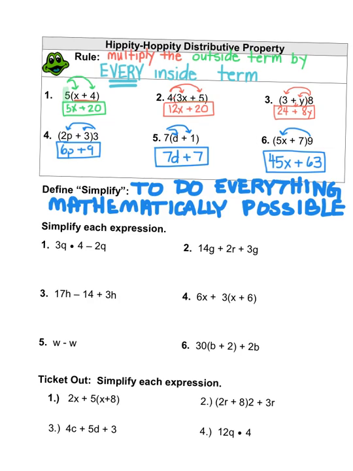Please check answers 4 through 6. And let's define simplify. Simplify means to do everything mathematically possible. In mathematics, it's not possible to combine terms that are not alike. So please do not try to combine them if they're not alike. Simplifying means that you will try to make it the most simple by doing everything mathematically possible. Let's simplify each expression. Start with number 1.